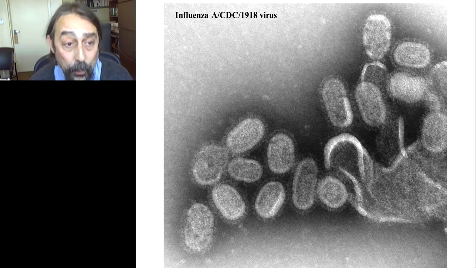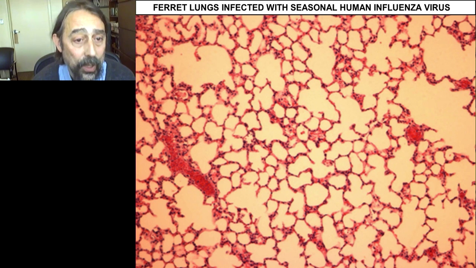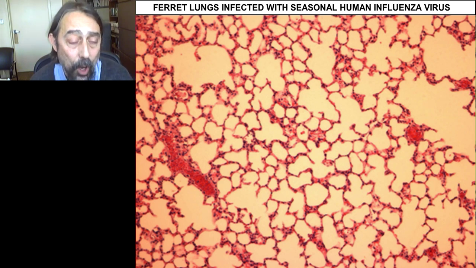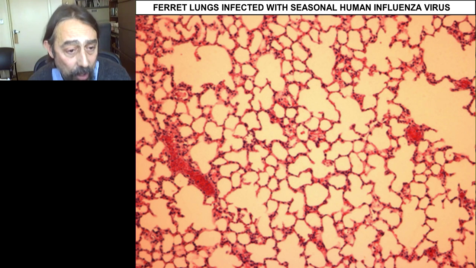When this virus is put into animal models, among them, for example, ferrets, which are believed to be a good animal model for influenza virus because, as humans, they can be infected with influenza virus and they have a disease very similar to the human disease. If you put in ferrets a normal seasonal human influenza virus, and then you look at the lung of the ferret, you see a little bit of inflammation, but the lung looks quite healthy. So the animals have a cold, but it's mild, it's not severe disease.